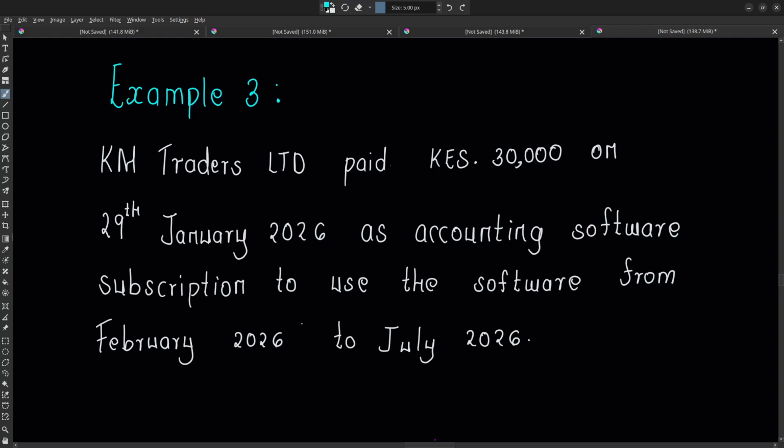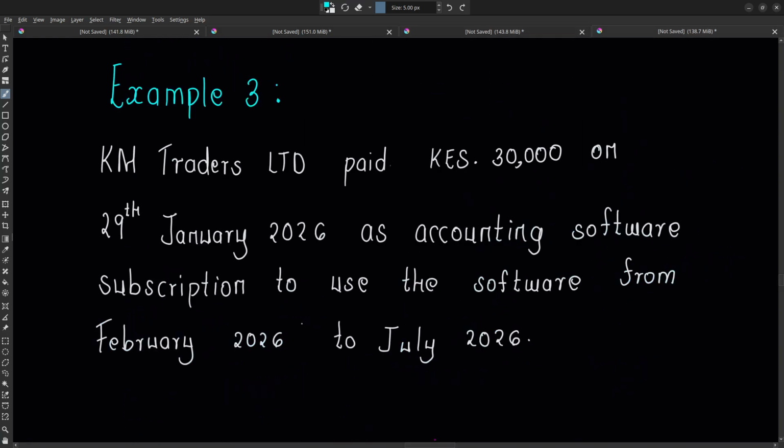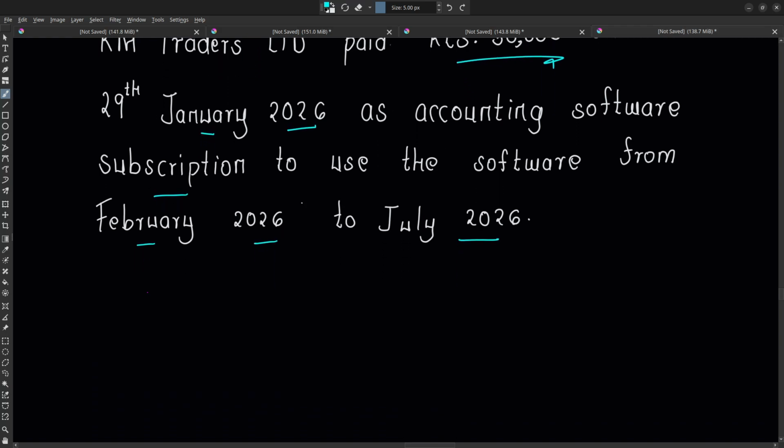KM Traders Limited paid 30,000 on 29th January 2026 as accounting software subscription to use the software from February 2026 to July 2026. So this business uses a certain accounting software that they pay a subscription for, for a period of 6 months, from February 2026 to July 2026, and they paid on 29 January 2026. So on 29 January 2026, how are they going to record this?